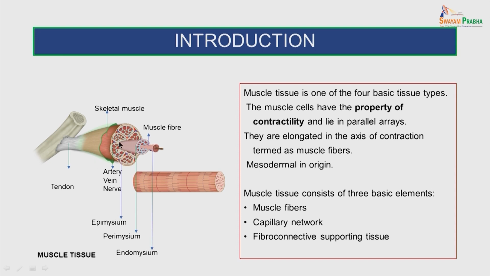Muscle tissue is one of the 4 basic tissue types. The muscle cells have the property of contractility and lie in parallel arrays. They are elongated in the axis of contraction, termed as muscle fibers, and they are mesodermal in origin. The muscle tissue consists of 3 basic elements: the muscle fibers, capillary network, and fibroconnective supporting tissue.